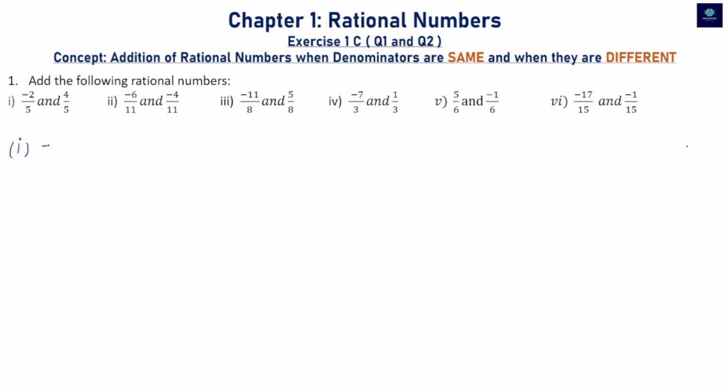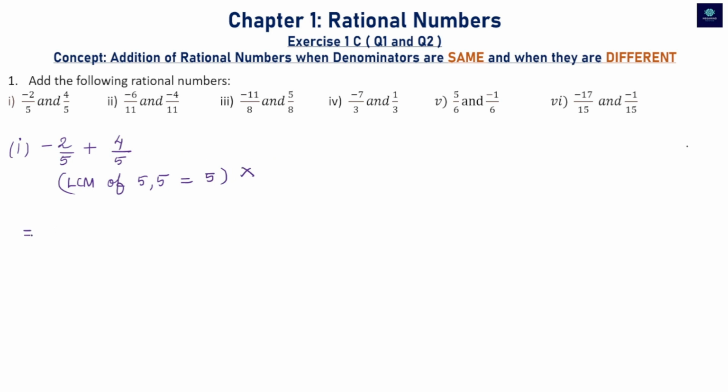Taking the first question, you have minus 2 by 5 and I have to add this with 4 by 5. So we have 5 as the denominator. So we are calculating the LCM. So LCM of 5 and 5 will give you 5 itself. But this is something which we don't write. Okay, so this doesn't come as a part of the solution.